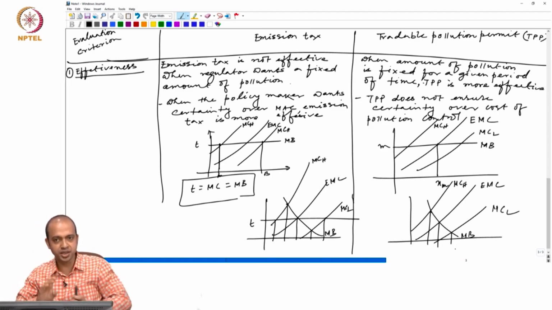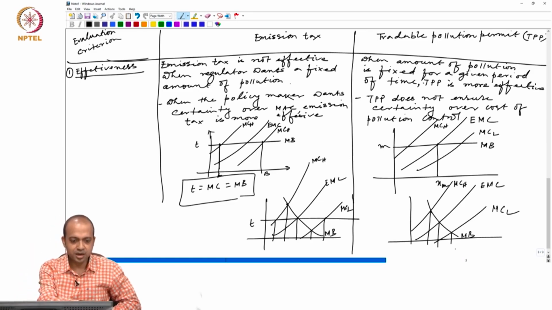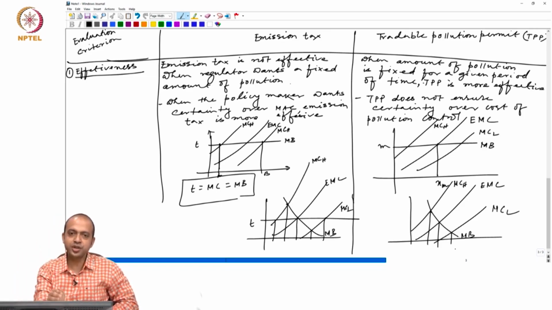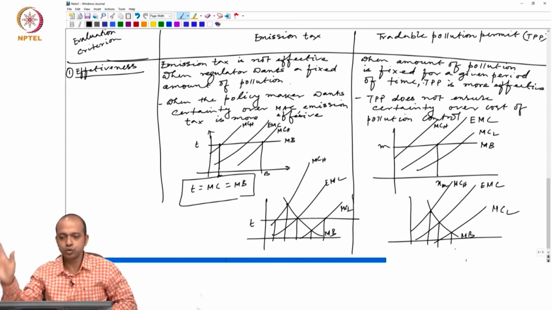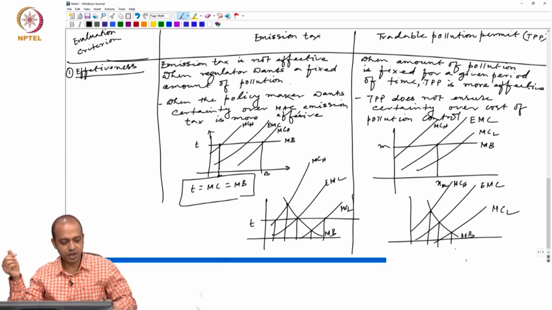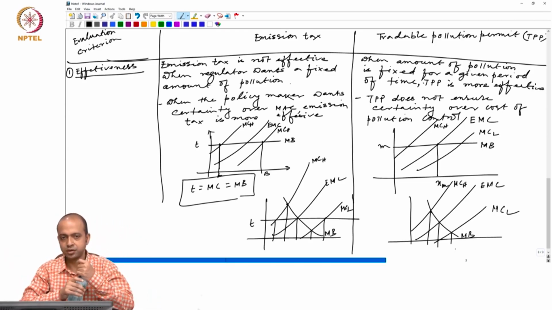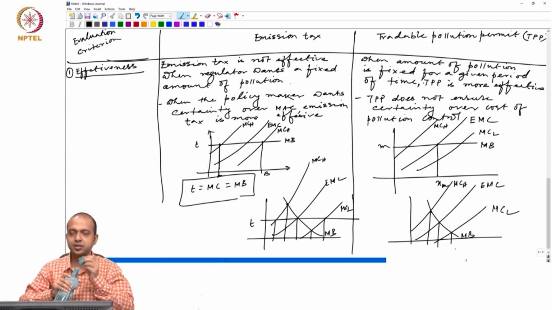So, the basic thing that we need to understand, as far as effectiveness is concerned, is that if the policymaker's objective is to ensure certainty over the marginal cost of abatement, then emission tax is preferred to TPP. If the policymaker's objective is to get a fixed amount of pollution in a given period of time, then tradable pollution permit is preferred to emission tax.